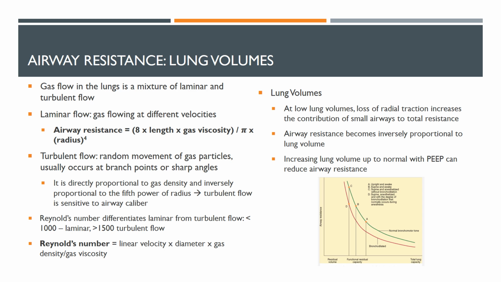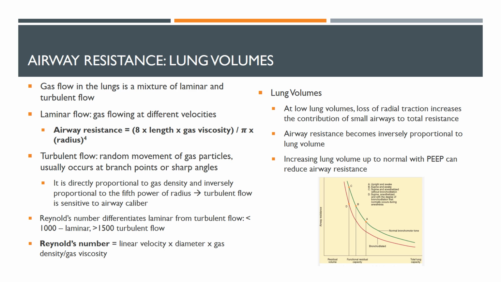It's also important to note the Reynolds number. So this Reynolds number is going to differentiate laminar from turbulent flow. If your Reynolds number is less than 1,000, it's more likely to be laminar, and if it's greater than 1,500, you're more likely to have turbulent flow. The equation for Reynolds number is linear velocity times diameter times gas density divided by gas viscosity.